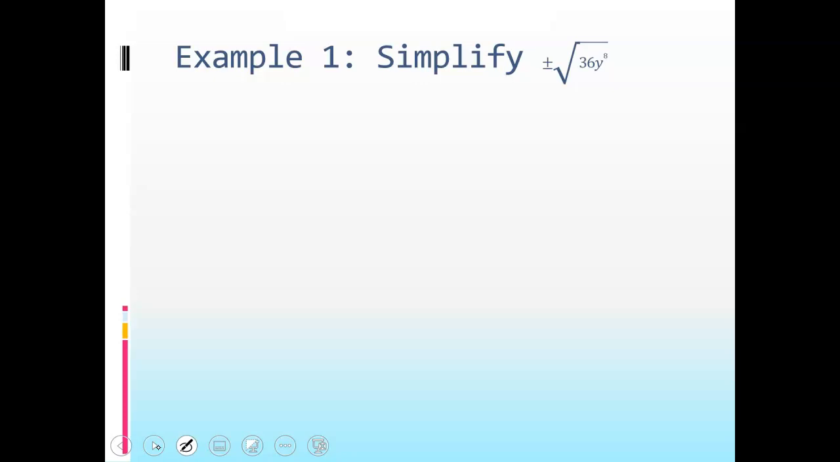Okay, plus or minus the square root of 36y to the 8th. Is 36 a perfect square? So the square root of 36 is 6. The rule for an exponent is you divide it by 2. A square root is the same as the 1/2 power. So 8 times 1/2, or 8 divided by 2 is 4. So you get plus or minus 6y to the 4th.